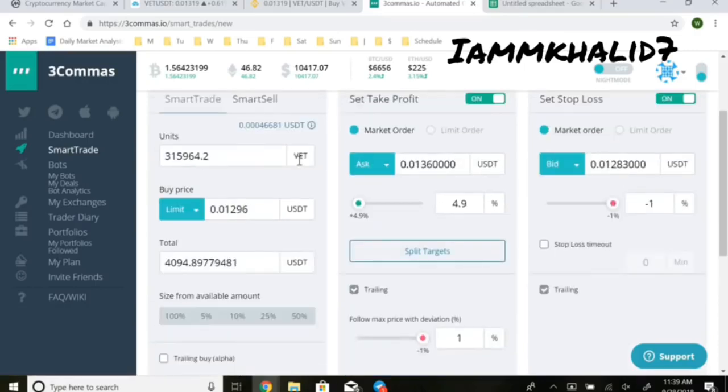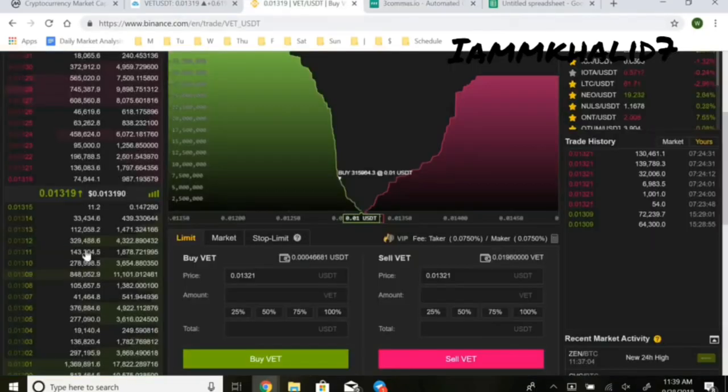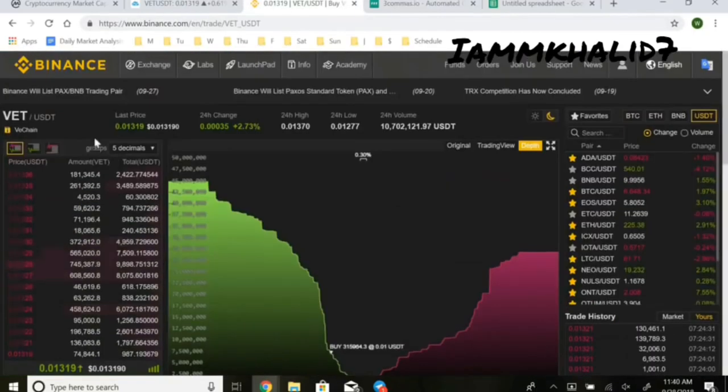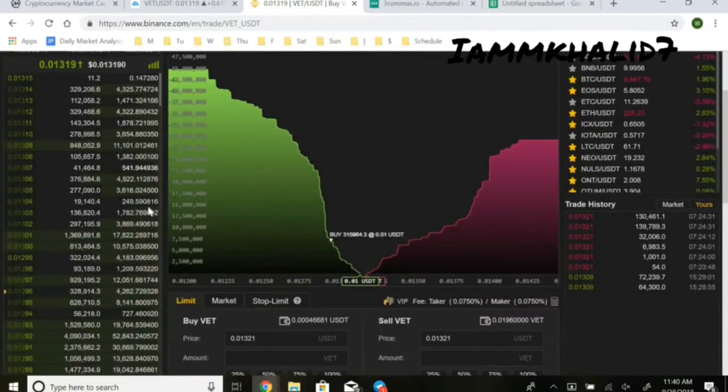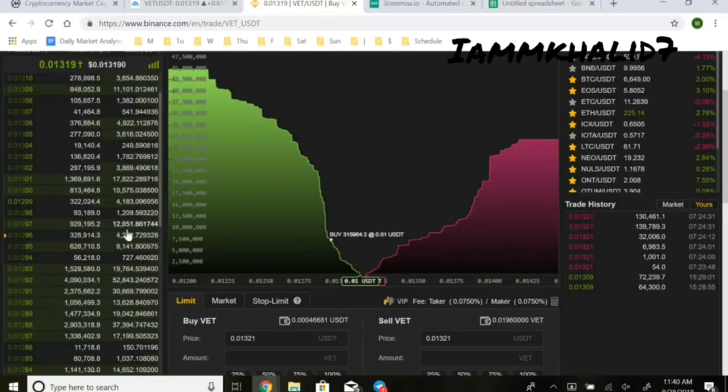So first off, VET, the amount of units, so the amount of VET tokens, the buy price, so a limit order, I set it at 1296, and again, we identified 1296 because if you come back in here, we've identified 1296 as being a quality buy order. I actually might end up pushing that up a little bit. There's a lot of buyers here, but we'll have to see as time goes on. So I set mine at 1296.